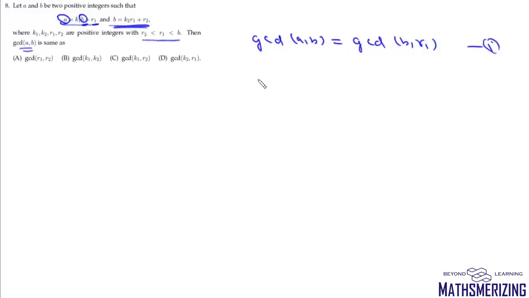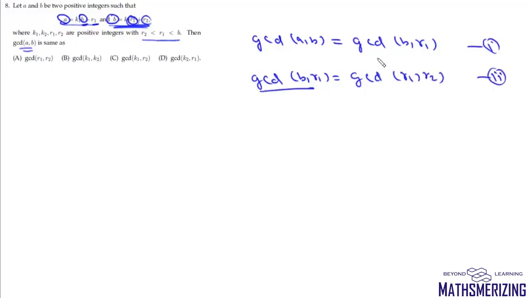Now from the second one we can say that GCD of B and R1 is same as GCD of R1 and R2. And that's our second result. Now we have GCD of B and R1 in both of them. So from here we can say GCD of A B will be same as GCD of R1 and R2 and that's your option number A.